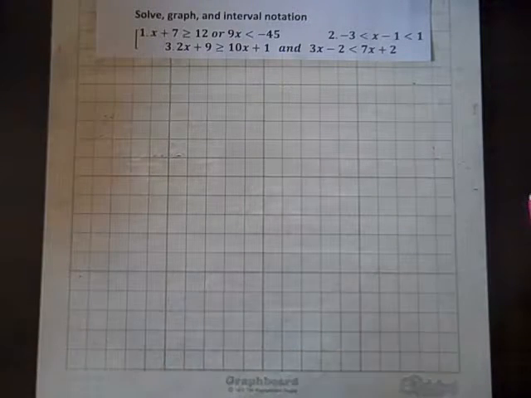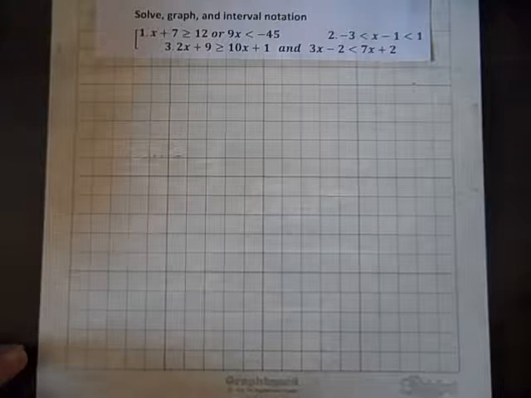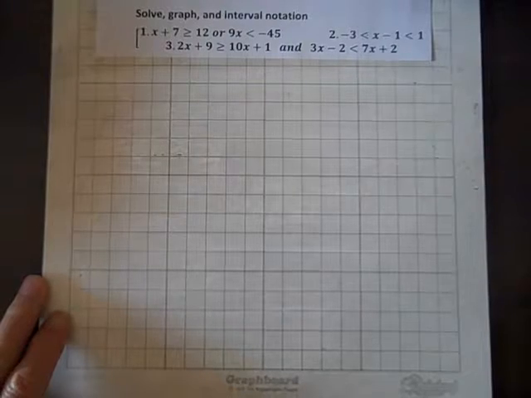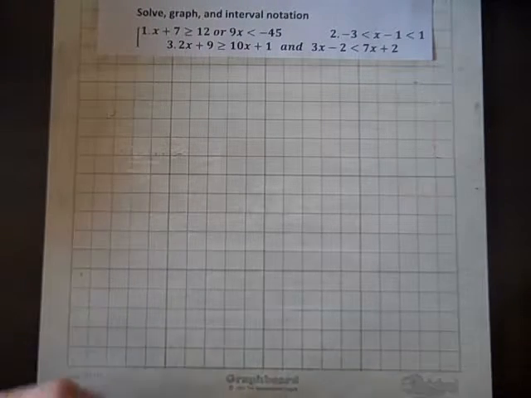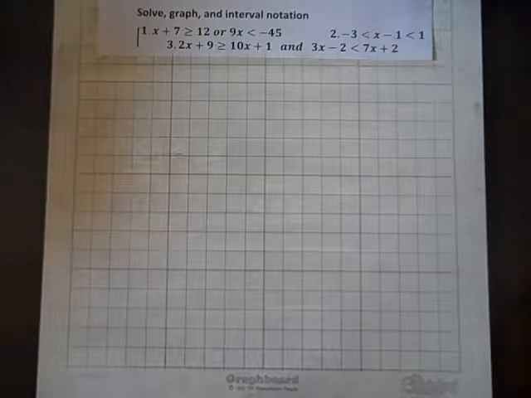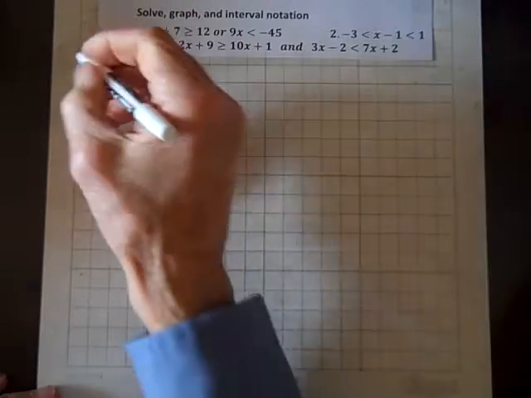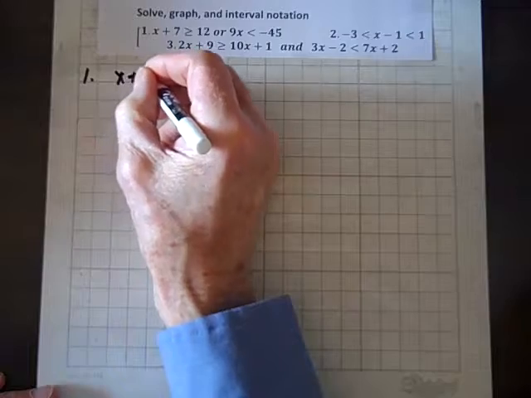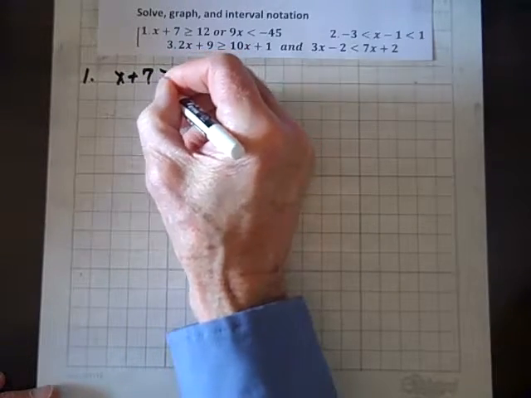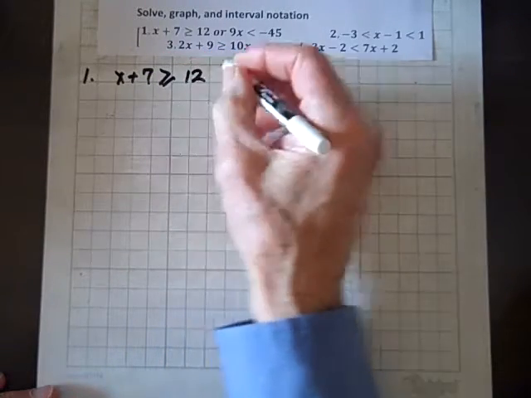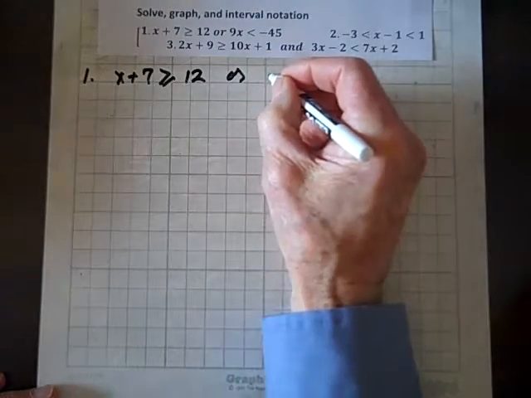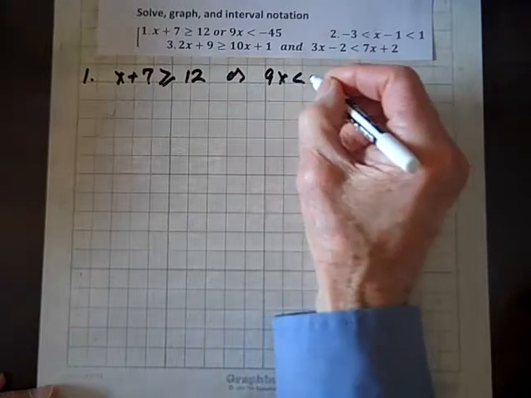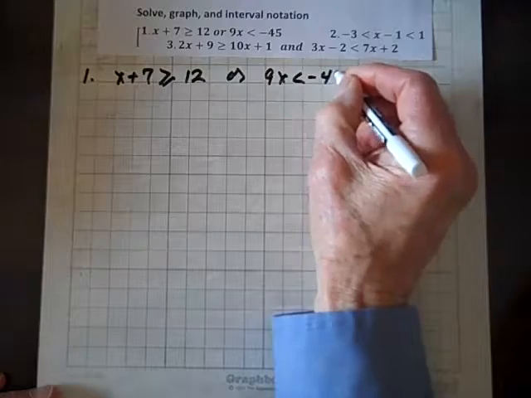Well, we are going to solve and graph combined inequalities and write the answers in interval notation. So here we go. Number 1. We have x plus 7 is greater than or equal to 12, or 9x less than negative 45.